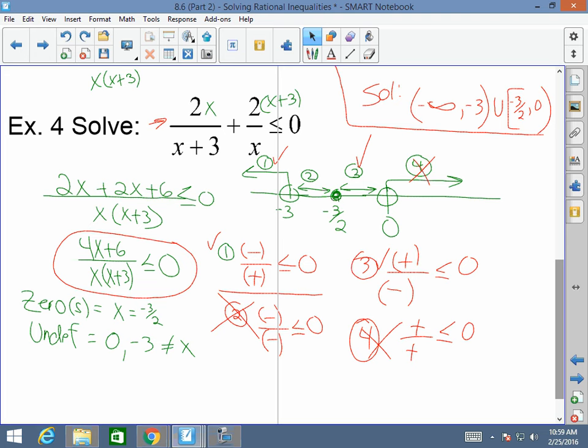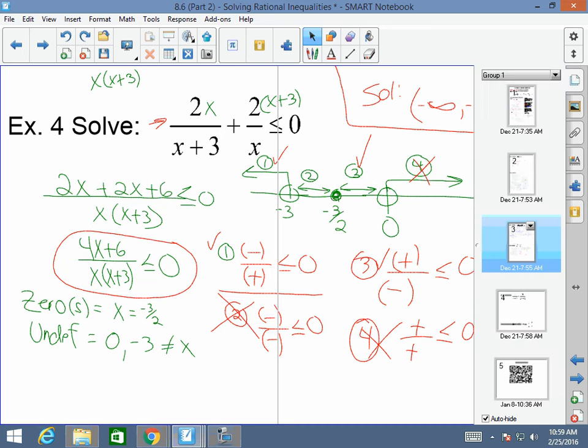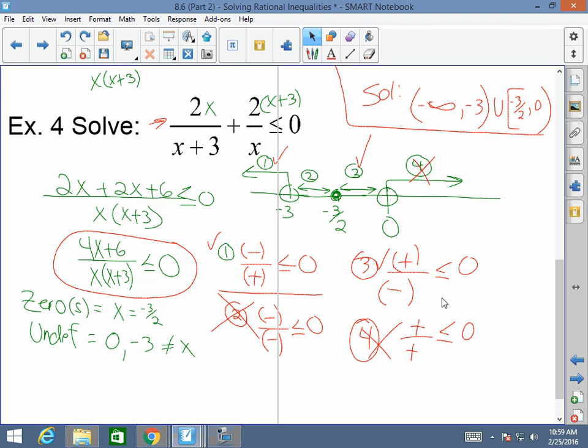Questions, comments, concerns? Okay. Yes, sir. On this solution, for interval 1, we chose negative 5. Negative 5 times 4 is negative 20. Negative 20 plus 6, I don't care what it is, but I know it's going to be a negative because there's more negatives than positives. And then you have negative 5 here for the x times negative 5 plus 3. Negative 5 plus 3 is negative 2. Negative 2 times negative 5 is a positive. Negative over a positive is a negative. It is less than or equal to 0.